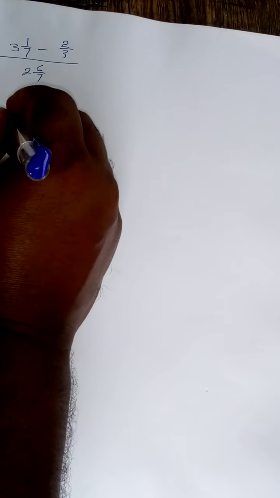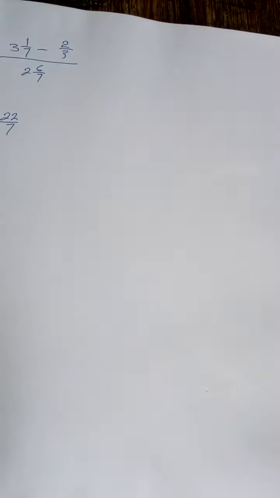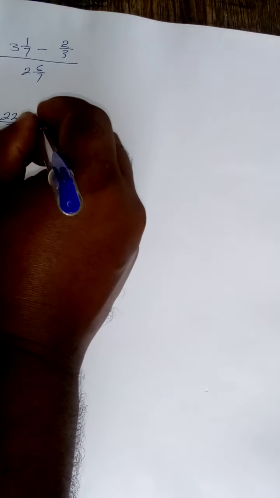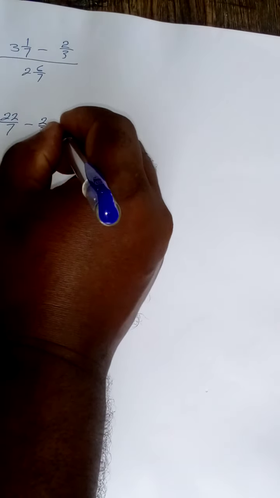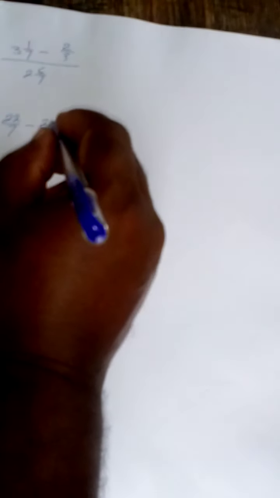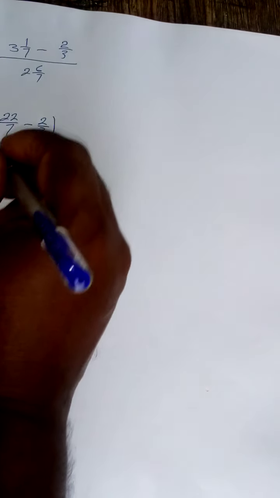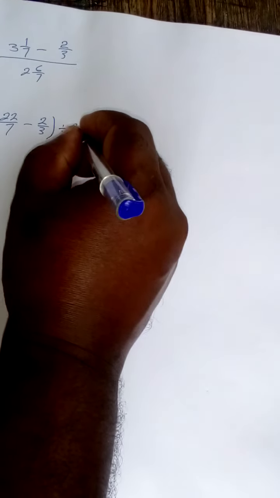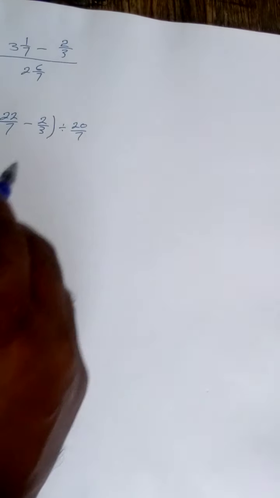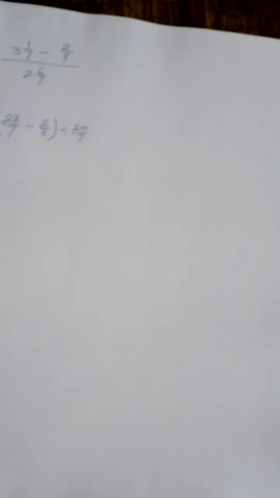So our 3 1/7 becomes 22/7. Our 2/3 remains as 2/3. And because we're going to be solving that as one, we'll enclose them in parentheses. And we are going to divide all of that by 20/7. Now, our 20/7 is derived from our mixed number 2 6/7.